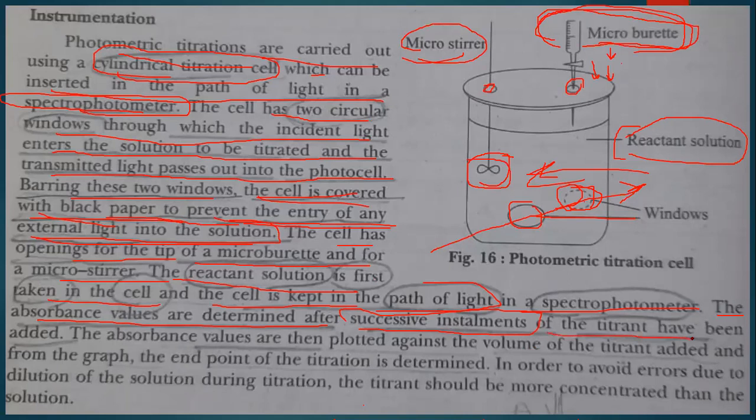Okay, so this is how you can measure the values, and after measuring the values you have to plot the graph of absorbance versus volume of titrant added, and from that graph you will come to know the end point or the equivalence point of the titration. Okay, remember we are getting the equivalence point here.